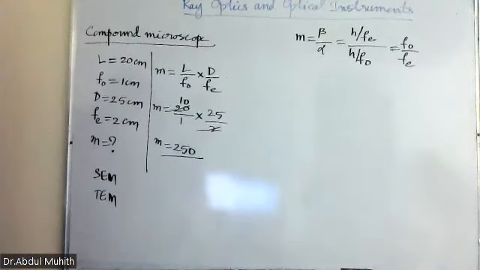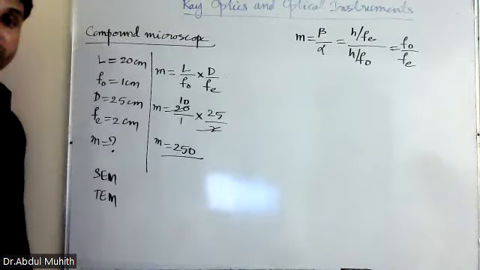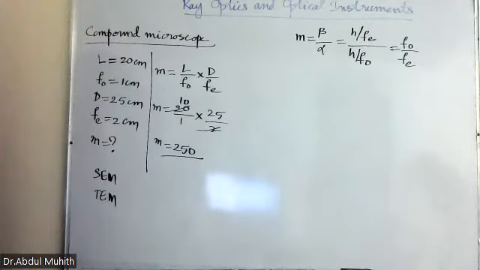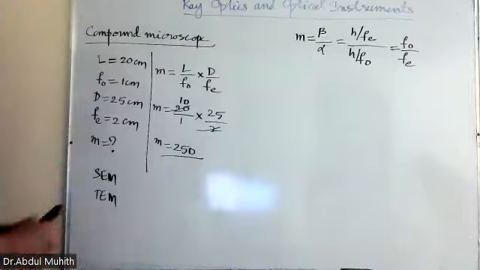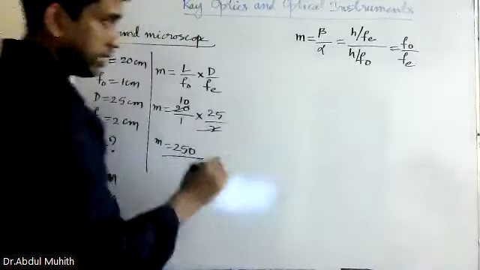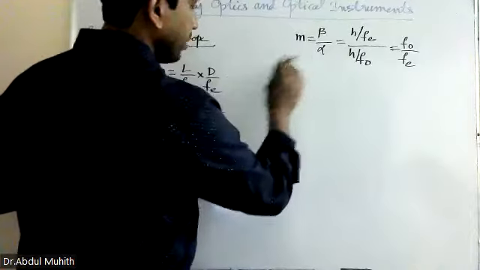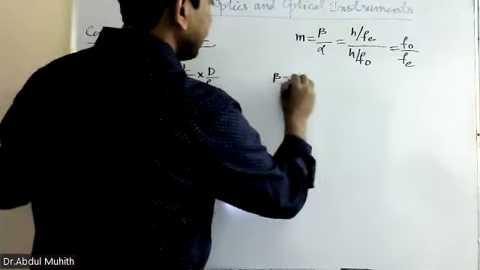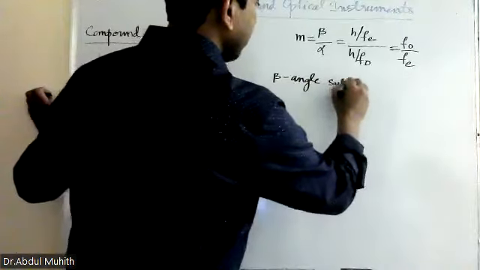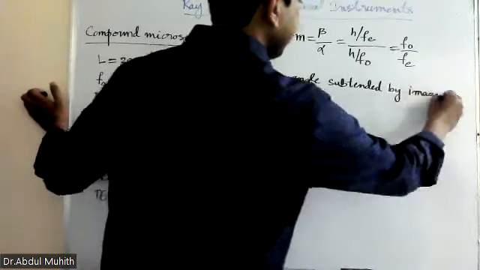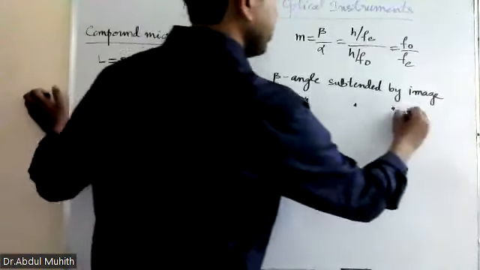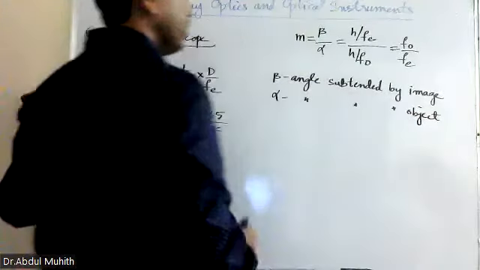Now I'm going to the next concept, the Cassegrain telescope, the reflecting telescope which was made by Cassegrain. I will explain that now. For Cassegrain there is no derivation. You may ask me, sir, how did we get that formula? Actually, tan beta is the angle. You can copy it. Beta is the angle subtended by the image, and alpha is the angle subtended by the object.